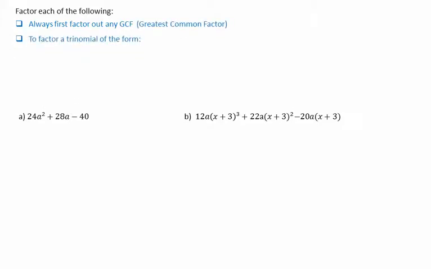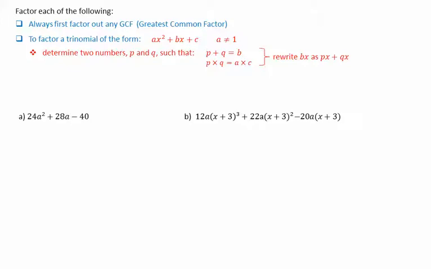In order to factor a trinomial of the form ax squared plus bx plus c, where a does not equal 1, we're looking for two numbers. I'll call them p and q, such that p plus q equals b, the coefficient beside the x, and p times q equals a times c, the coefficient beside the x squared, times the constant term.